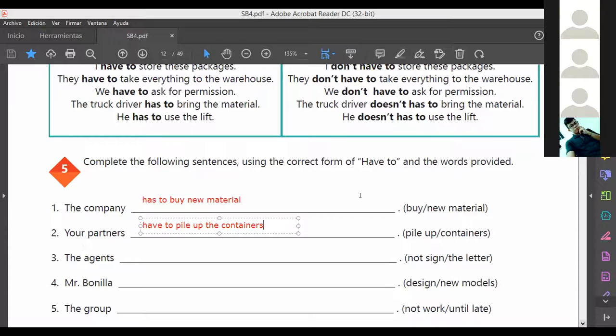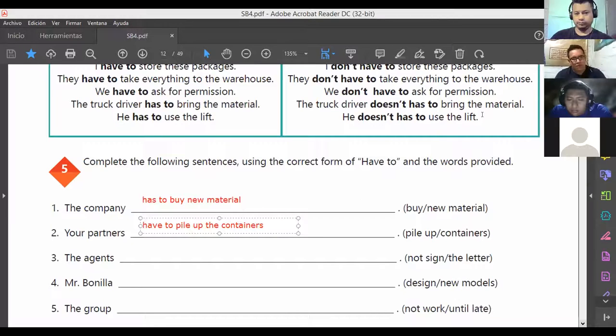Number 3. Magdiel. Okay, the agents have to. Can you repeat that, please? The agents have to not send the letter.